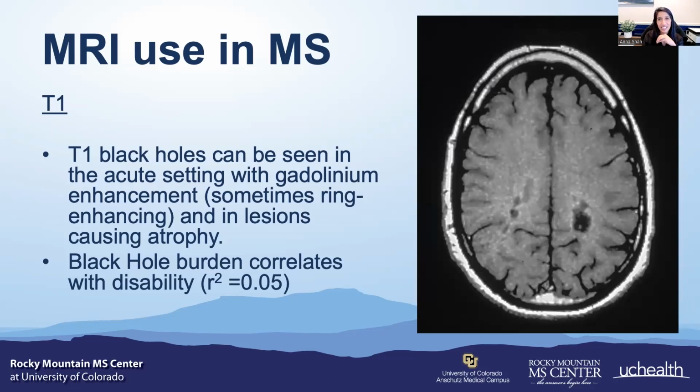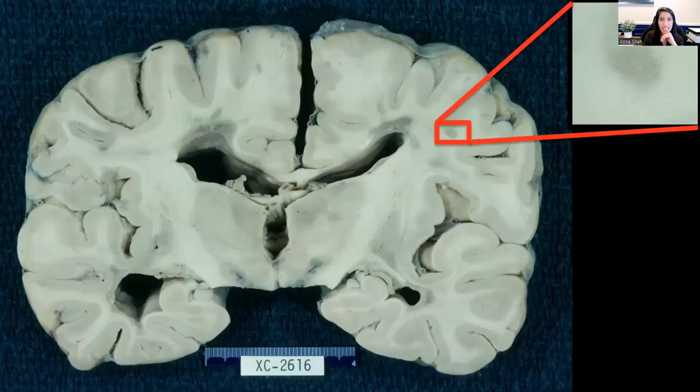And this is something that we can use better as a predictor of future disability by looking at the amount of black holes, which does not have the best name, but looking at these T1 hypointensities or black holes as a correlation to disability. This is a gross anatomic specimen of a brain of someone with MS.